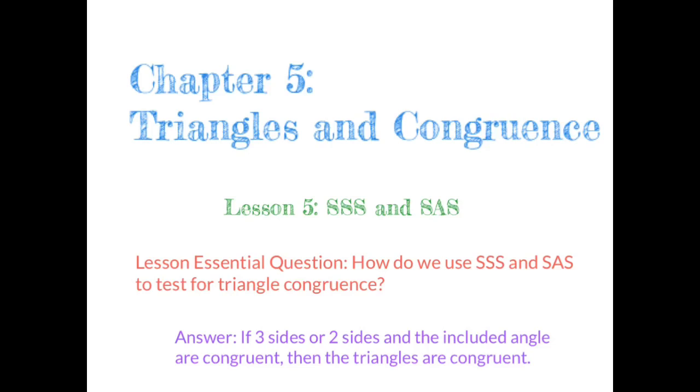So this concludes the lesson 5 video on SSS and SAS and the essential question, how do we use side, side, side and side, angle, side to test for triangle congruence? Is that if 3 sides or 2 sides in the included angle are congruent between the triangles, then the triangles are congruent.